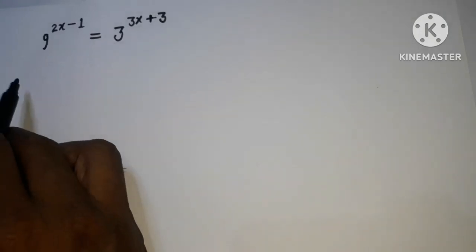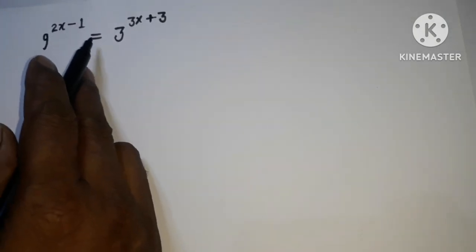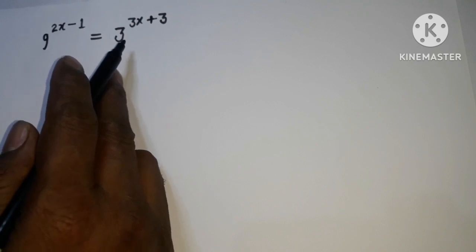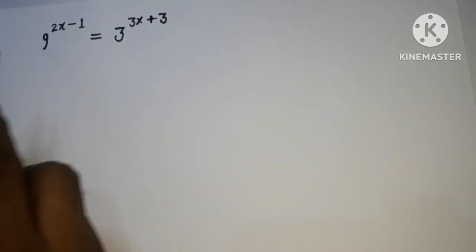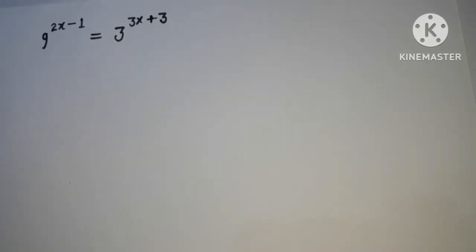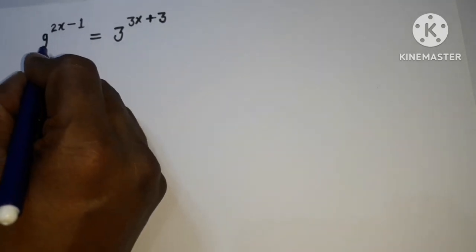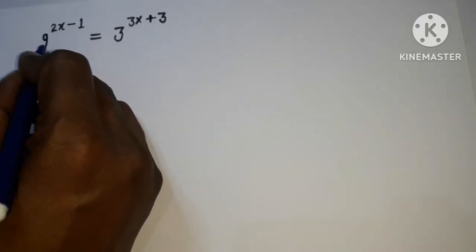Today we have this question: 9 to the power 2x minus 1 equal to 3 to the power 3x plus 3. How can we proceed over here? First of all, I would like to put all the variables on the left side and all the constant terms on the right side. And to get all the variables on one side, I need to resolve this one.